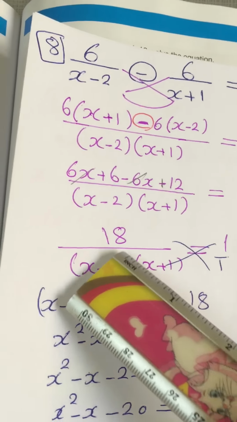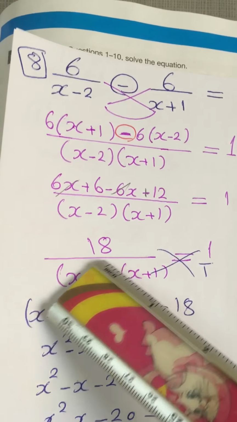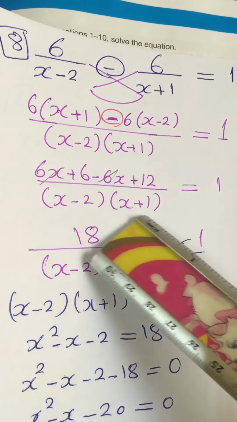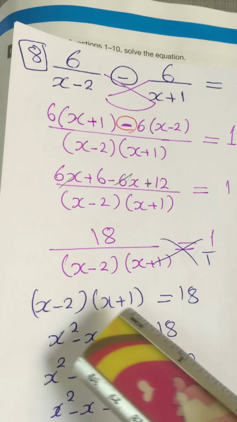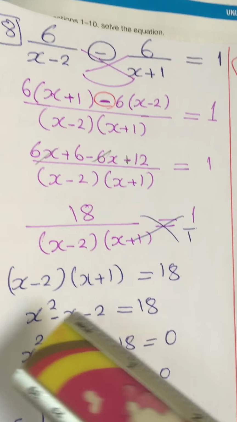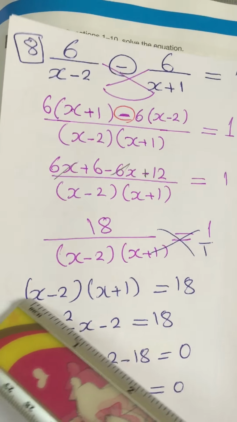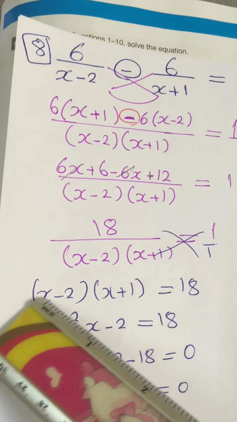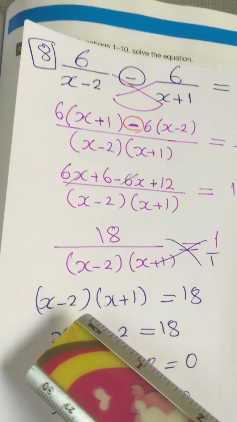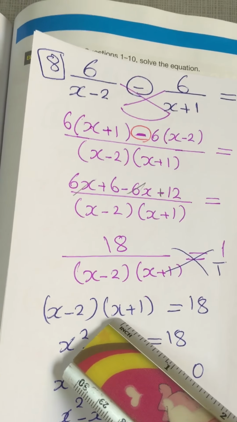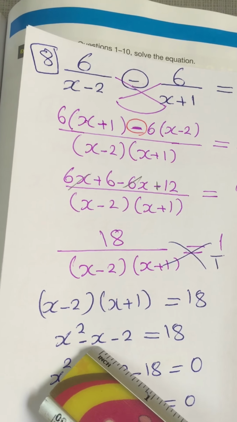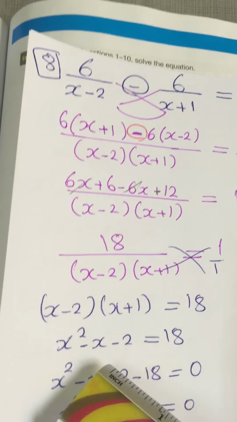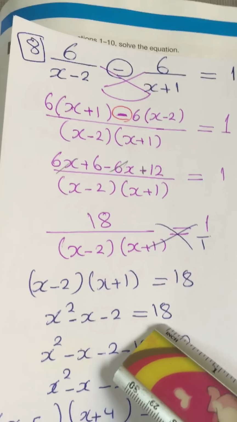Now I have 6 plus 12 equal 18 divided by the two brackets you see. Make cross multiplication. So these two brackets equal 18. Solve them. Multiply. X times x equal x squared. X times 1 equal 1x, and negative 2 times x equal negative 2x, so the sum will be negative x. And negative 2 multiply 1 equal negative 2. All of them equal 18.